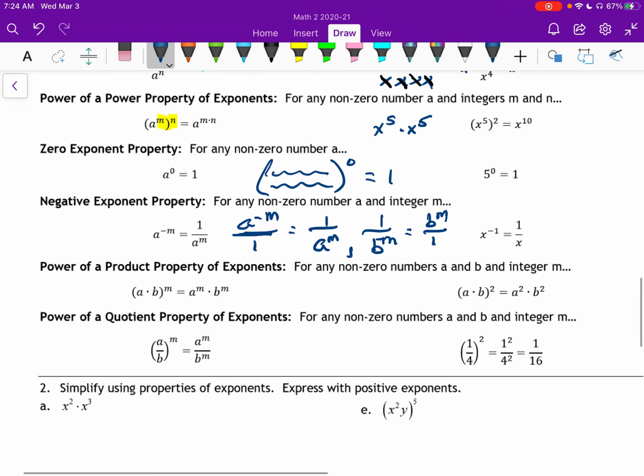Next up, we have the power of a product property. So we have a times b, all to the m. I kind of think of this one as distributing. You distribute the m to the a and distribute it to the b. In our real example over here, we have a times b, quantity squared.